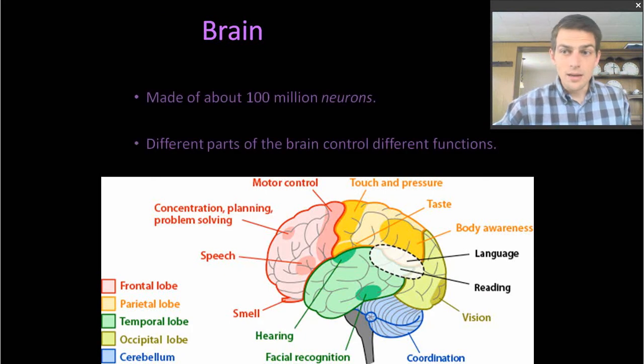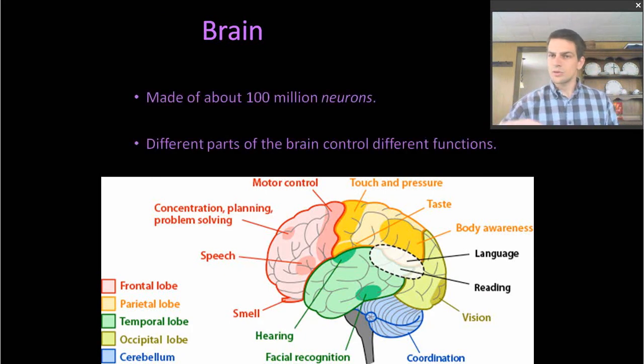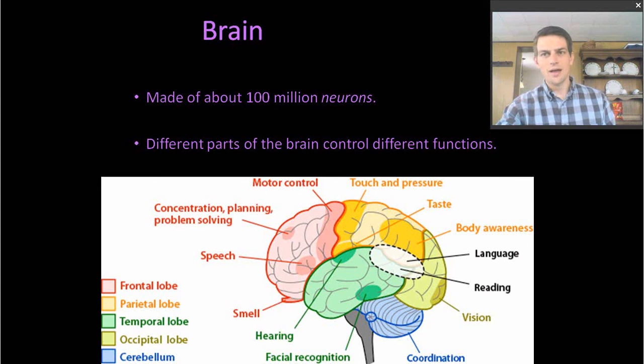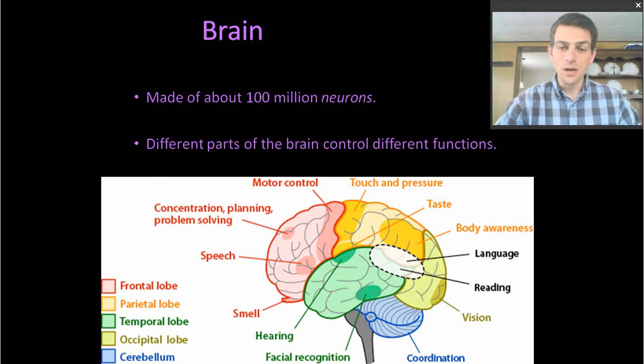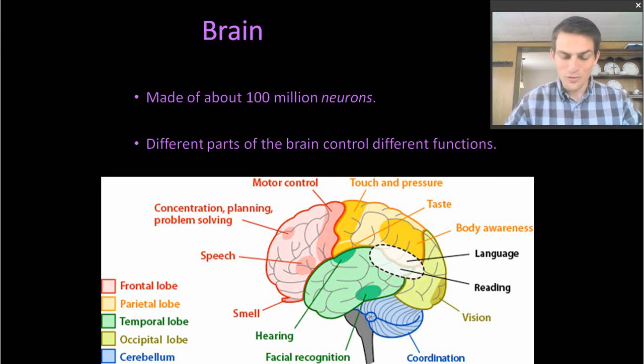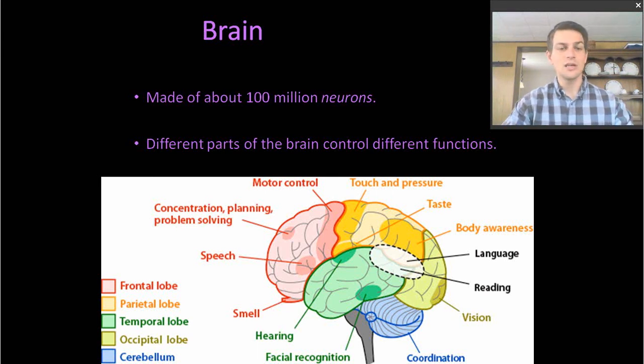So your brain cells are called neurons. And I have a picture of them coming up. And actually there were neurons in the very opening slide of this slideshow as well. Your brain is made of about 100 million neurons that are just firing signals all the time. So lots and lots of information is being sent around your brain. And different parts of your brain, just like your tongue, sort of control different functions. There's a diagram on page 105 in your books of this, and here's a little more detailed diagram right here.